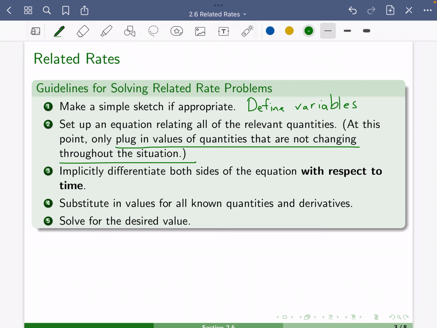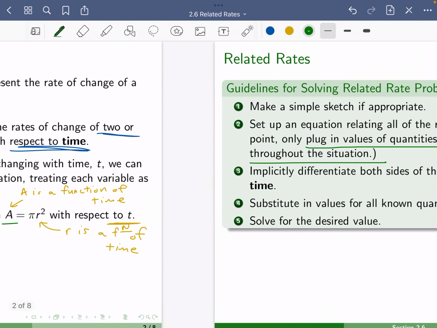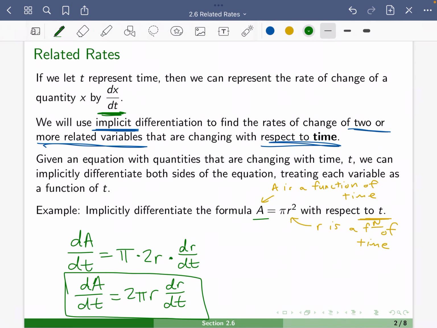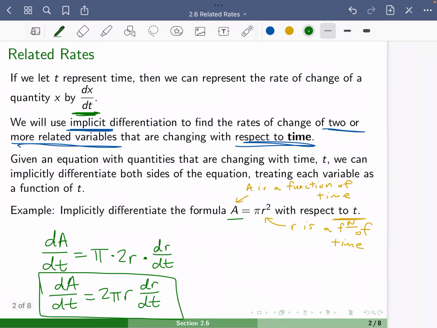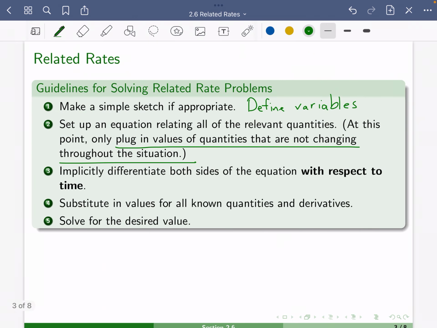At this point, only plug in quantities that are not changing throughout the situation. When we solve these problems, we're often going to be interested in what is occurring at specific points in time, where those points in time are defined by a quantity. So on that previous problem, we might say we want to know at what rate the area is changing when the radius happens to be 3. Now that radius is not fixed, and so I'm not going to plug in that value of 3 prior to taking the derivative. That radius is changing. So at the back end, later on, we're going to plug in those values, but initially the only values we plug in are those that are not changing throughout the situation.